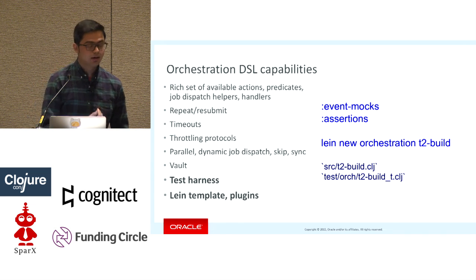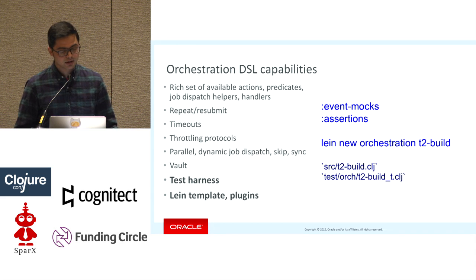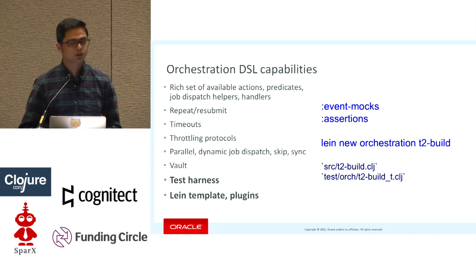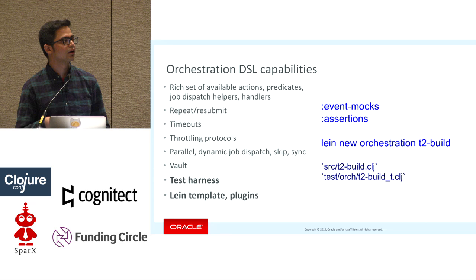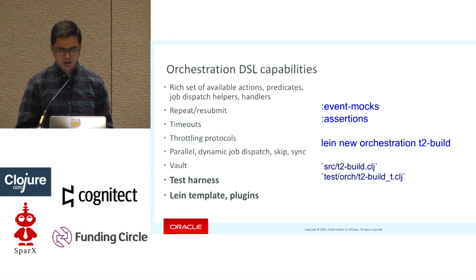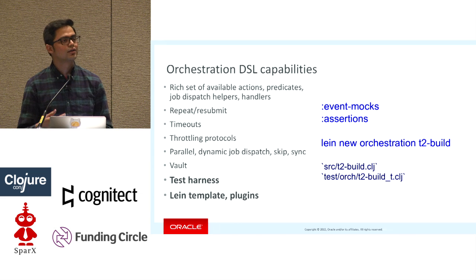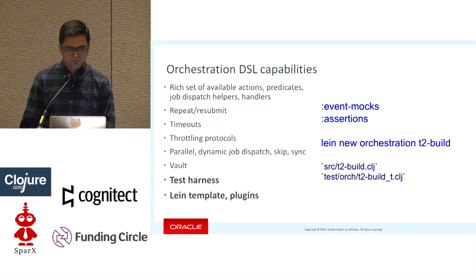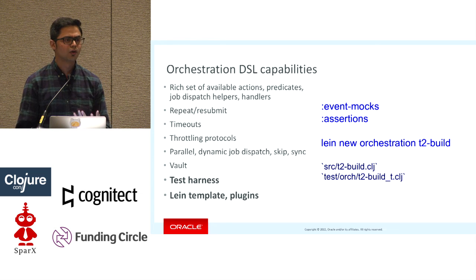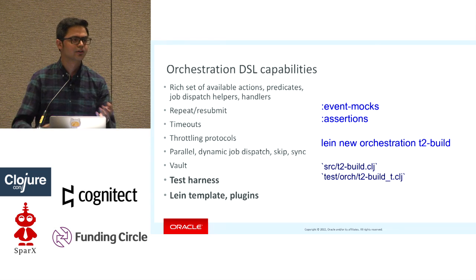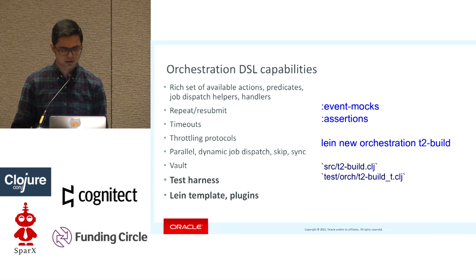We do provide a Leiningen template as well as plugins. So if you put this in your profiles.clj, you can import the Carson DSL as a library as well as the orchestration engine. And you just do lein new orchestration, your project, and it creates an orchestration template for you using the Leiningen template, and it creates a test template for you as well to test that specific orchestration. All you need is probably a local DB, but even that is not needed because there's an in-memory DB that's coming.